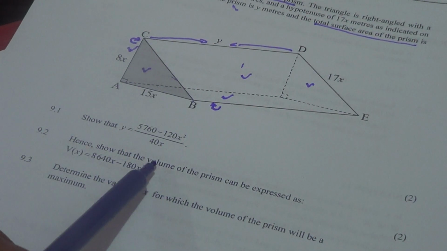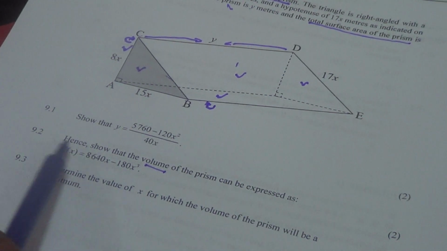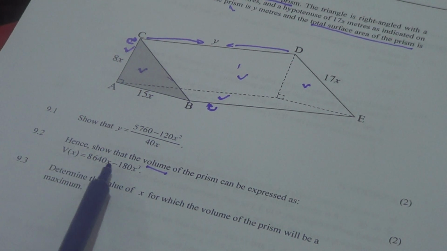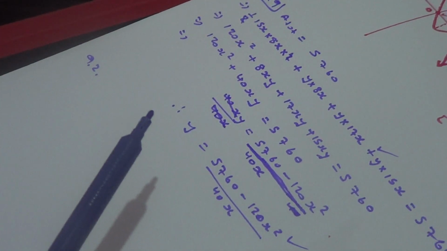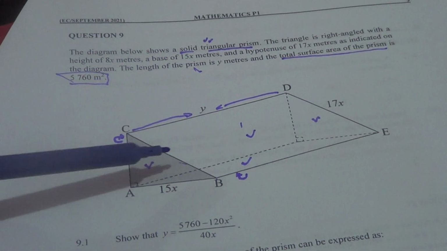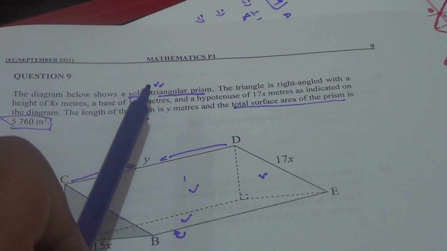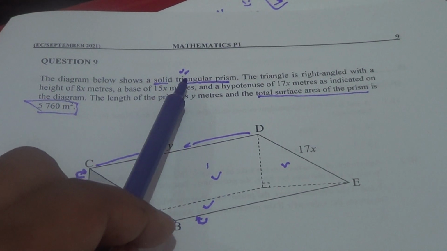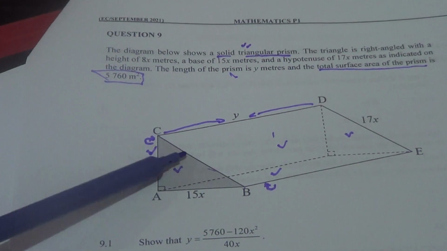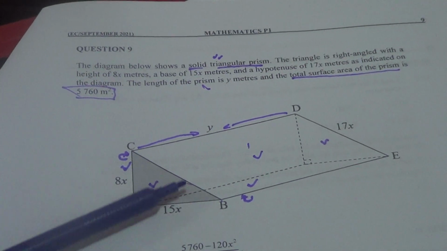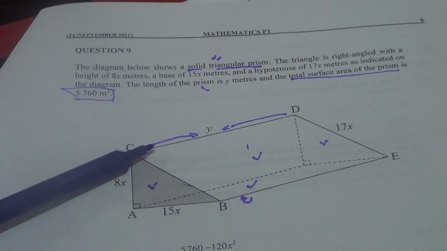9.2 says, hence show that the volume of the prism can be expressed as V of x, so it's a function, right? 8,640x minus 180x cubed. Okay, so the volume, remember, is the space inside this thing. You follow what was given. It was not a rectangular prism or a cone whatsoever. This is a triangular prism, so that means the basal side is the triangle. Then you'll use the length. So you know that the volume of a prism is the surface of the basal side multiplied by its length.